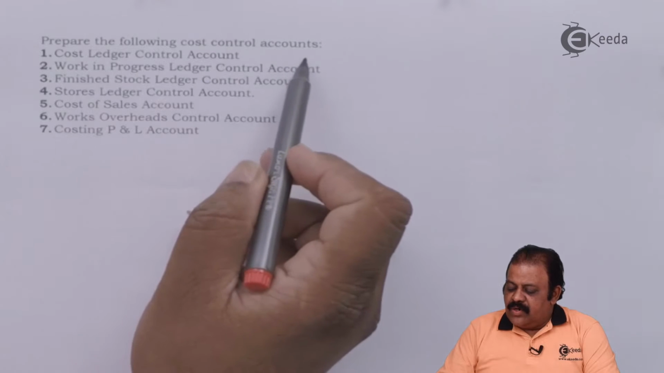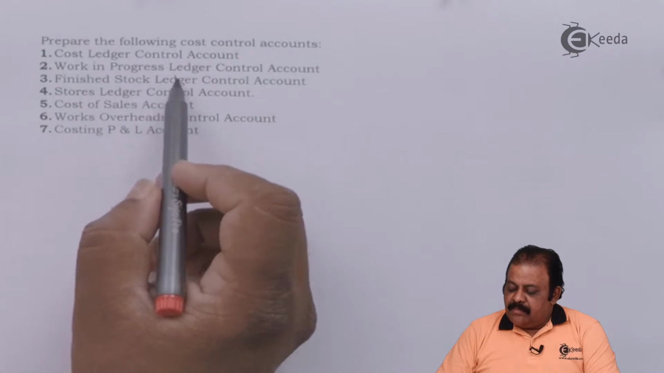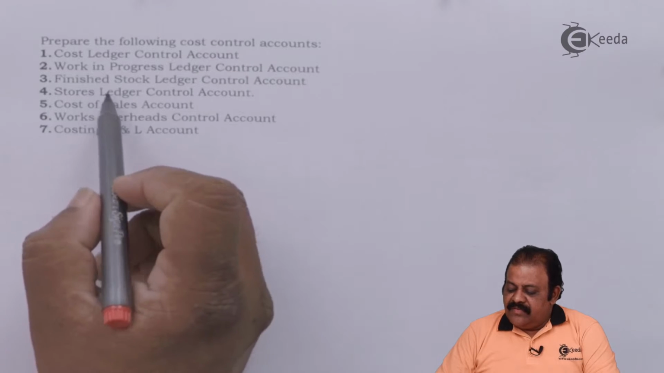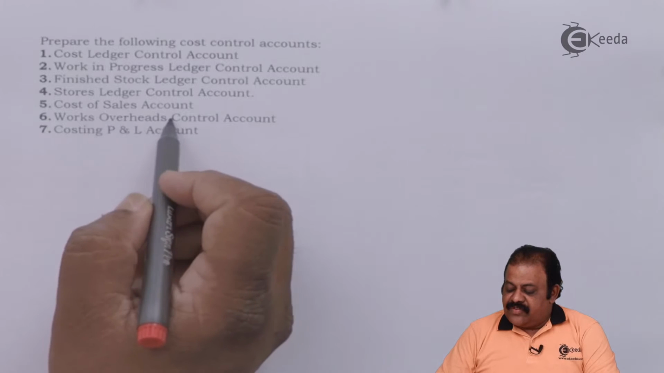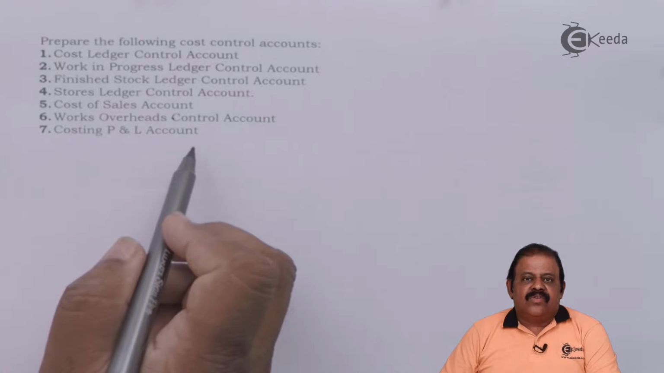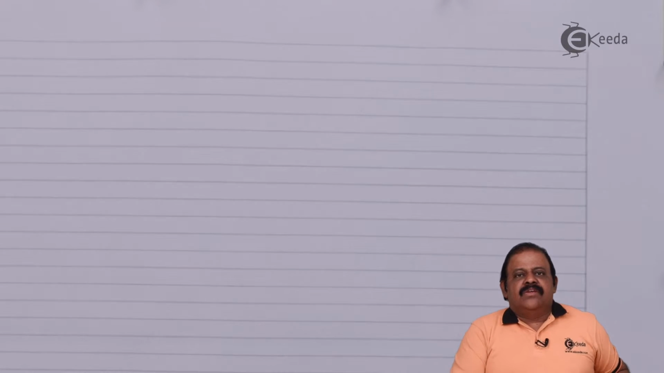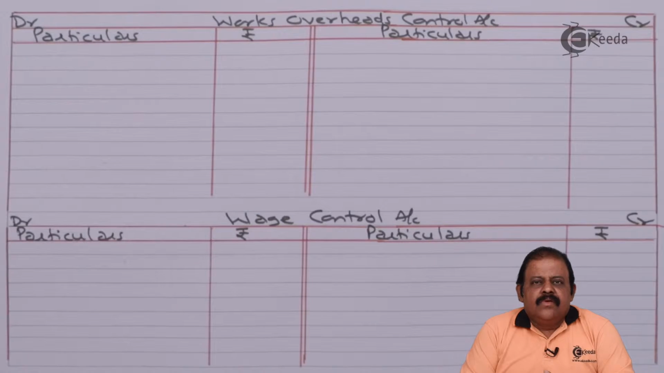Prepare the following cost control accounts: cost ledger control account, work in progress ledger control account, finished stock ledger control account, stores ledger control account, cost of sales account, works overheads control account, costing profit and loss account. We have gone through the question. Let us prepare all necessary accounts. We have opened all necessary accounts. Let us start doing postings, going through the question.